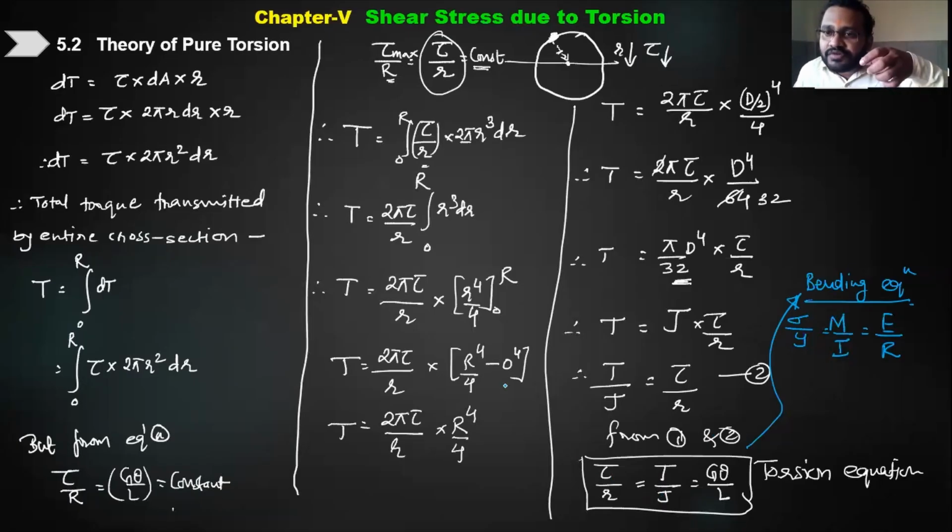Because the twisting moment, or torque, acts about the polar Z axis, for this we need the polar moment of inertia. Then G theta by L is the material constant. E by R is also a material constant. So if you remember this equation, you can also write down that equation. Both equations go hand in hand. Understood?